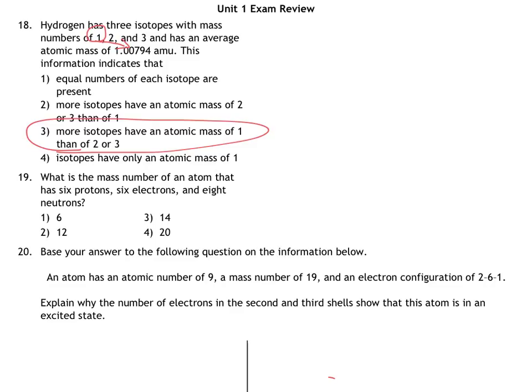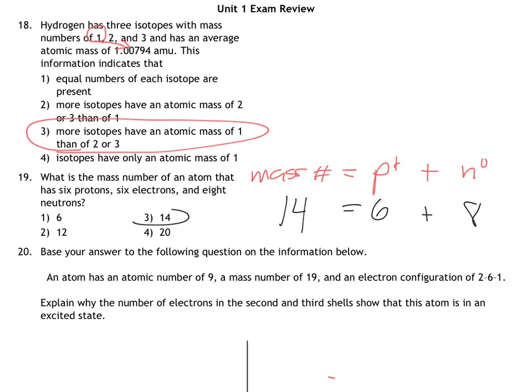All right, number 19, it says, what's the mass number of an atom that has 6 protons, 6 electrons, and 8 neutrons? So the mass number is the number of protons plus the number of neutrons. So there's the definition for that. And this particular guy has how many protons? 6. And how many neutrons? 8. I just got that from the question. So his mass number has to be 14. All right.